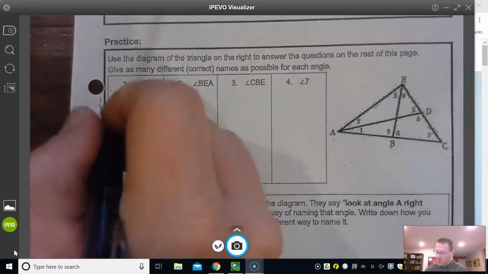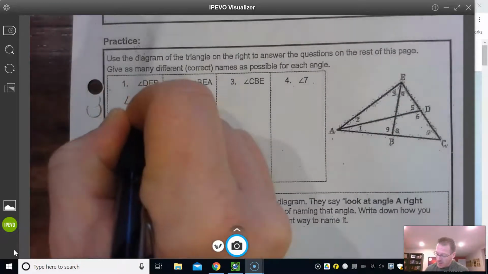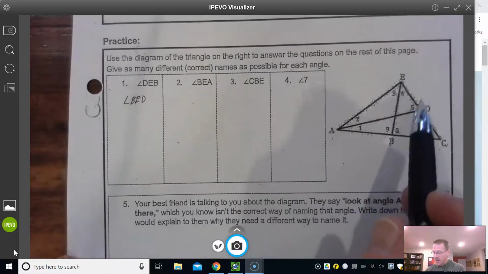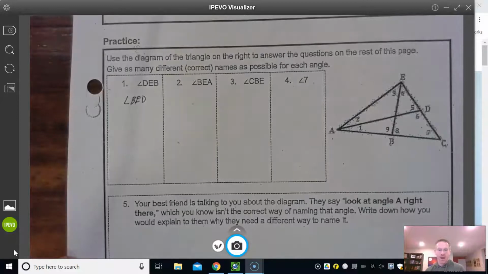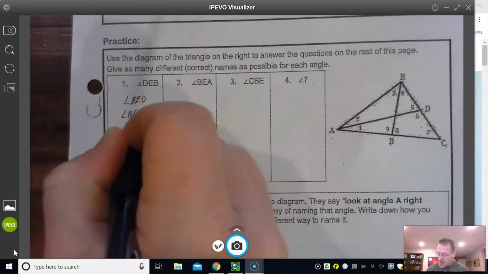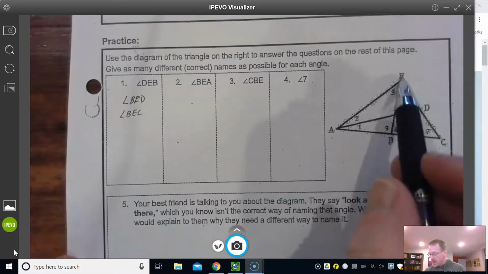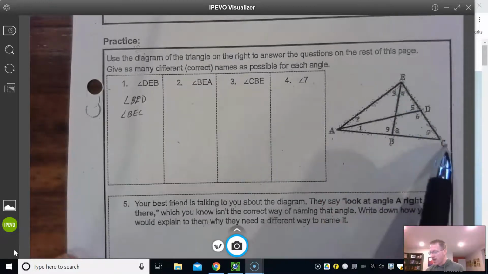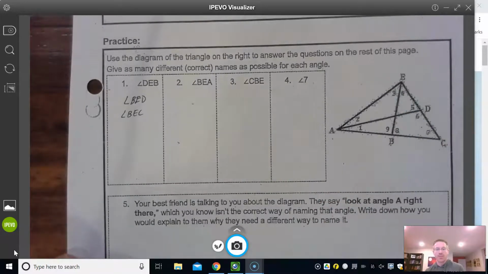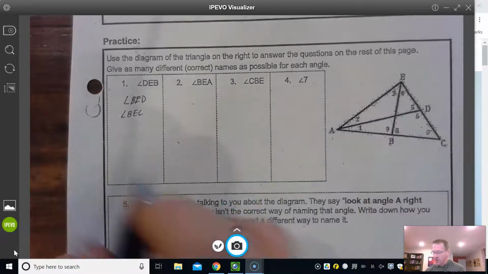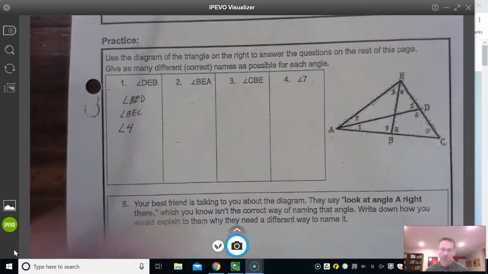Now notice one of the ways we could do that is we could just flip D and B. We could say BED, same angle, right? Now notice here, I could even say angle BEC. So BEC would be the same angle, correct? Because D and C are on the same ray here. Then notice there's also a number here, so I could also say this is angle 4. So there are several different ways.